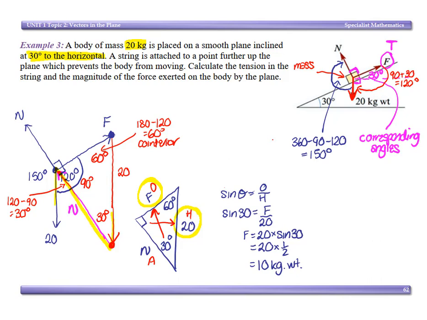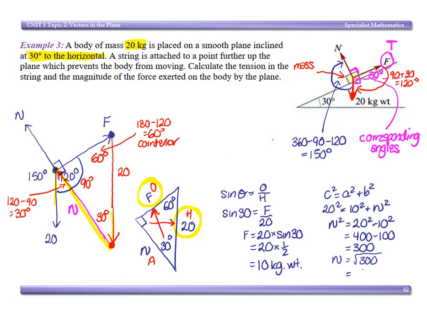Now let's find our N, and we can use Pythag. C squared is a squared plus b squared. 20 squared is 10 squared plus N squared. So N squared is going to be 20 squared minus 10 squared. 400 minus 100, which is 300. So N is the square root of 300, which can be simplified to 10 root 3.